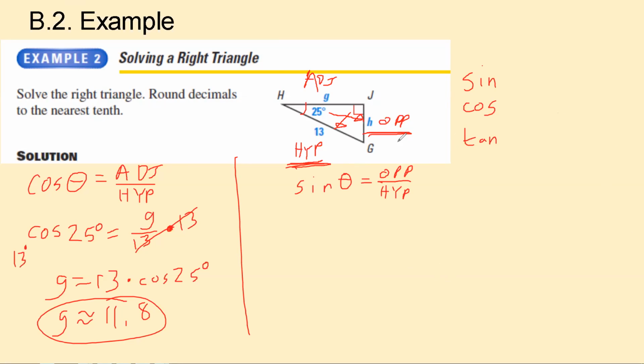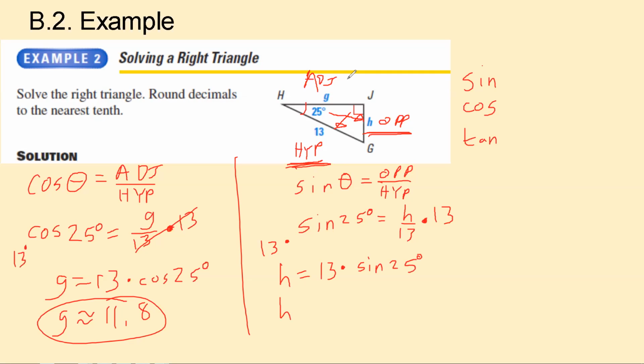So if we plug in our values, our angle is 25 degrees. The opposite side is h, and the hypotenuse is 13. To solve this for h, I need to get h by itself, which means I need to get rid of this divide by 13. And the opposite of dividing is to multiply. So h will be 13 times the sine of 25 degrees.